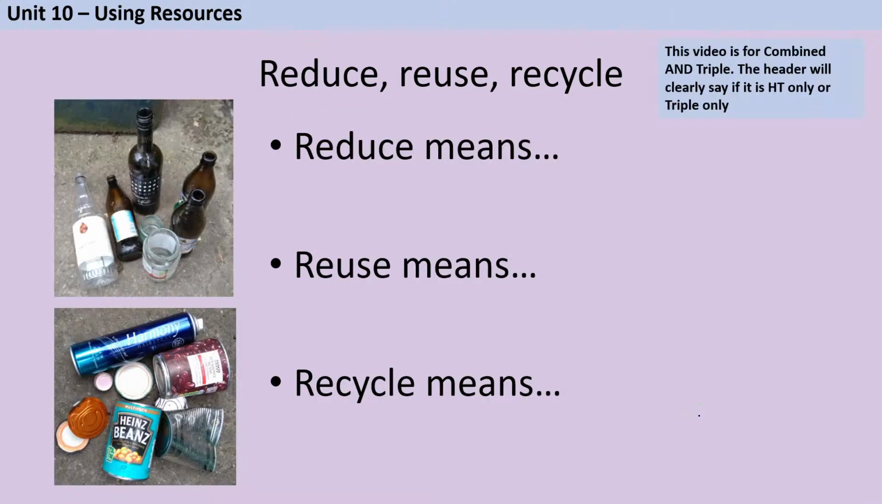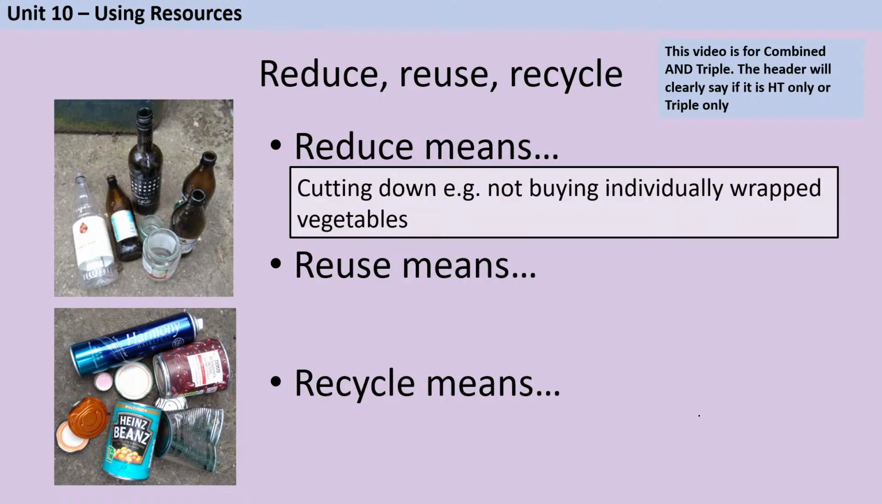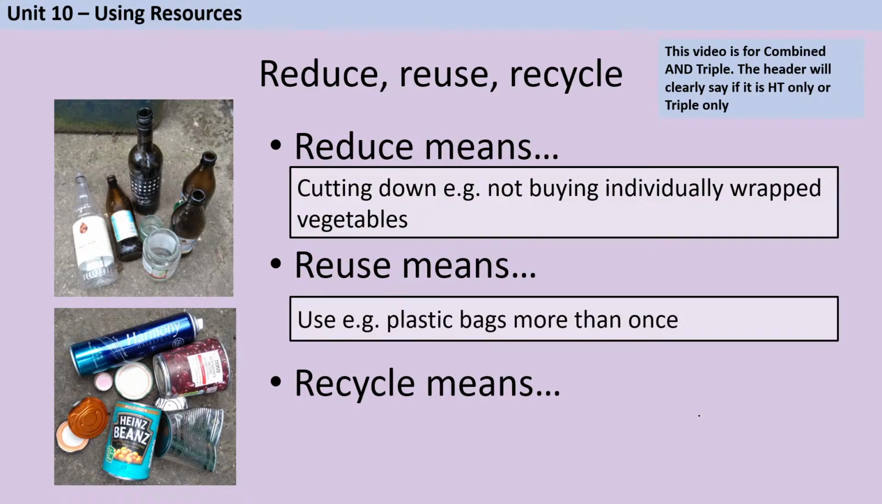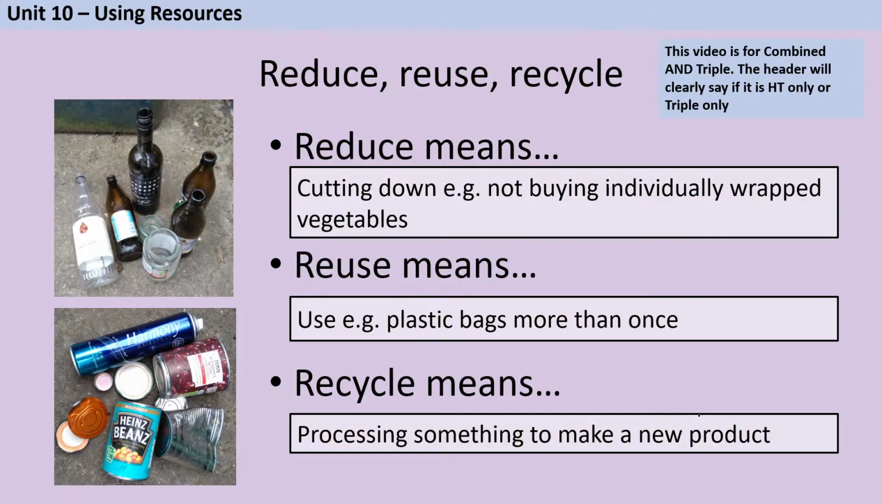Okay, then we get to our disposal bit. So reducing means cutting down and not buying more stuff than you need. So things like when you go to the supermarket, not buying individually wrapped vegetables, but just having them all in your basket without wrapping them. Reusing would be things like when you go to the supermarket, taking a bag for life with you and just using it over and over. And then recycling is specifically when we're processing something to make a new product. So, melting it down or tearing it up or mixing it with other things. There's got to be some processing involved.